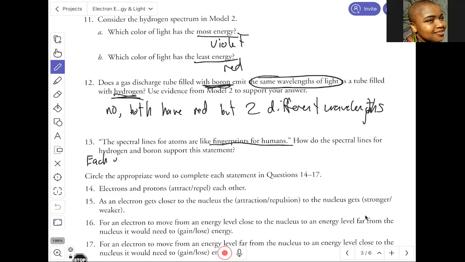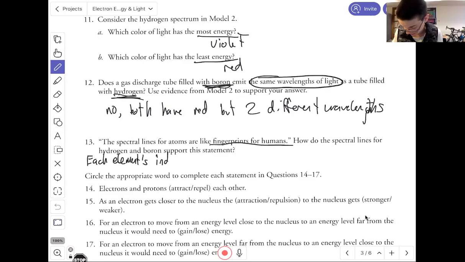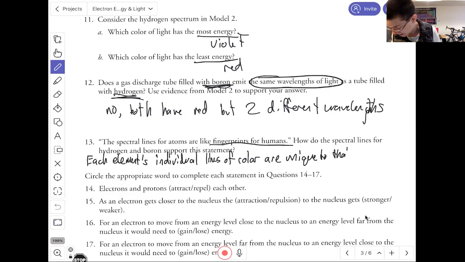All right, each element's individual lines of color are unique to that element.